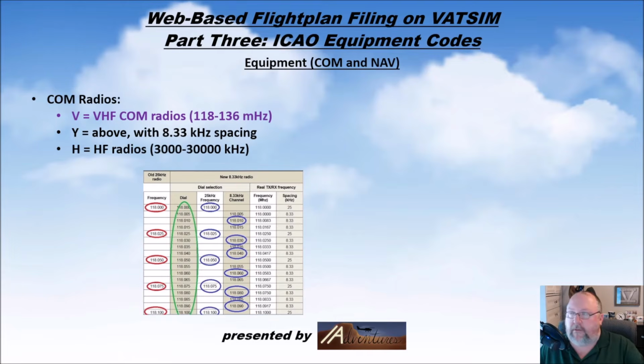If your aircraft is equipped with an HF radio, that would be mostly used for traveling long distances over oceans or other areas where it's a long distance between transceivers, because HF radios have much greater range, but they're also much more staticky. They're much more difficult and labor intensive to listen to for that entire length of time. So they're not used except for very long range operations, and they operate in the 3,000 to 30,000 kilohertz range, rather than the 118 to 136 megahertz range. So if your aircraft has an HF radio, you can indicate that with the letter H.